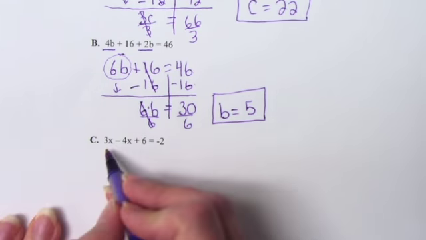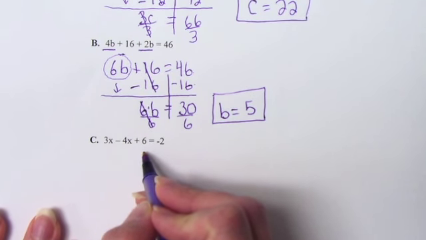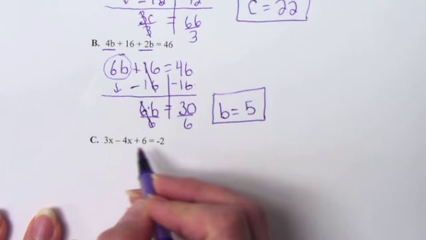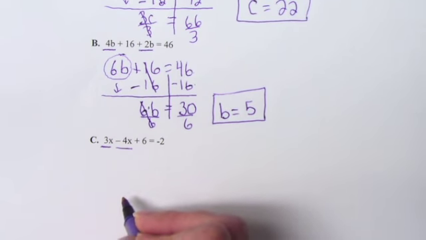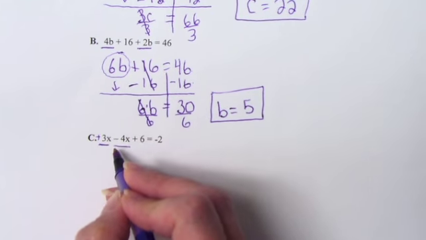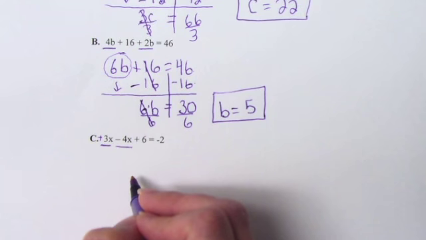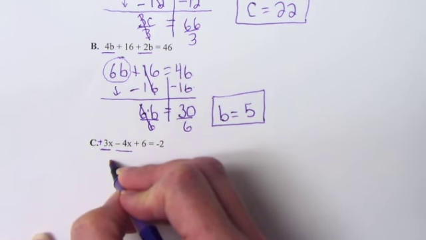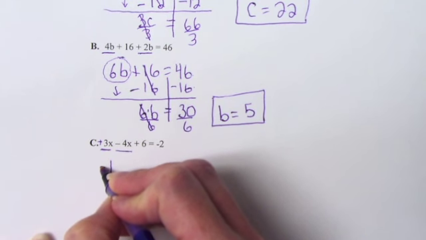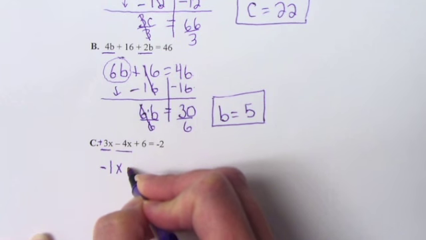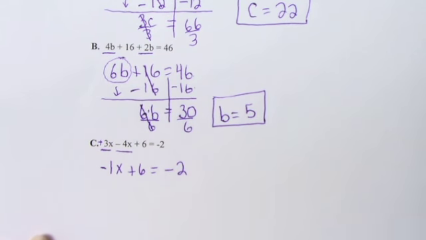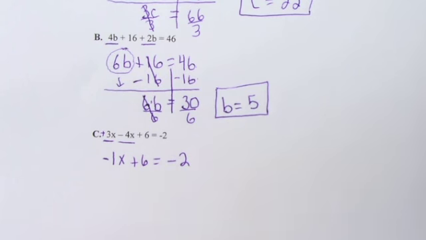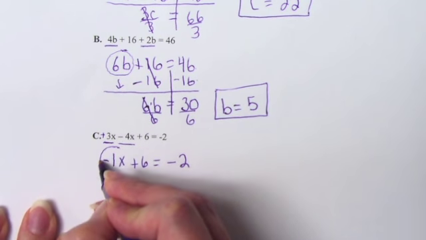Let's go ahead and look at example C. We have 3x minus 4x plus 6 equals negative 2. The ones that are alike are the 3x and the negative 4x. So we need to go ahead and combine those. We have a positive 3 and a negative 4, so that means we have to subtract those numbers. We get 1. We take the sign of the bigger number, which is negative, so we get negative 1x plus 6 equals negative 2. So we've combined our like terms, and now we need to isolate that negative 1x.